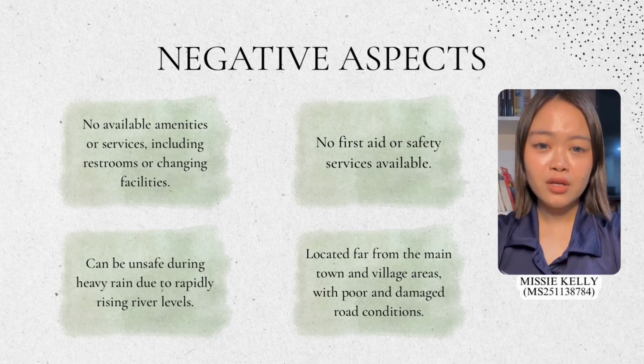Thirdly, the river can become unsafe during heavy rain. Rapidly rising water levels pose a serious hazard, making it dangerous for people to swim or even be near the river. These risks need to be recognized as they can lead to accidents if there are no proper warning systems or preventive measures.